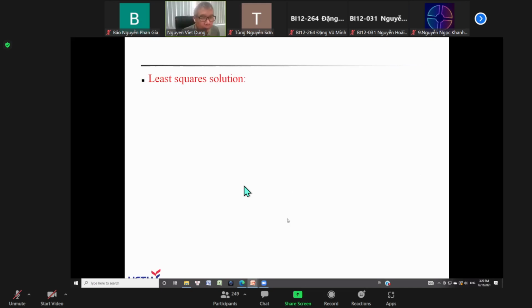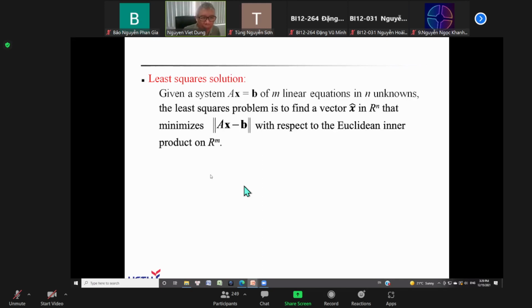How can we do it? Here is some explanation. AX equals B is a system of M linear equations in N variables. The least squares problem means we need to find a vector, which I denote by X hat in Rn, so that X hat minimizes the distance between AX and B. If we can find such an X hat, we call it a least squares solution of the system AX equals B.